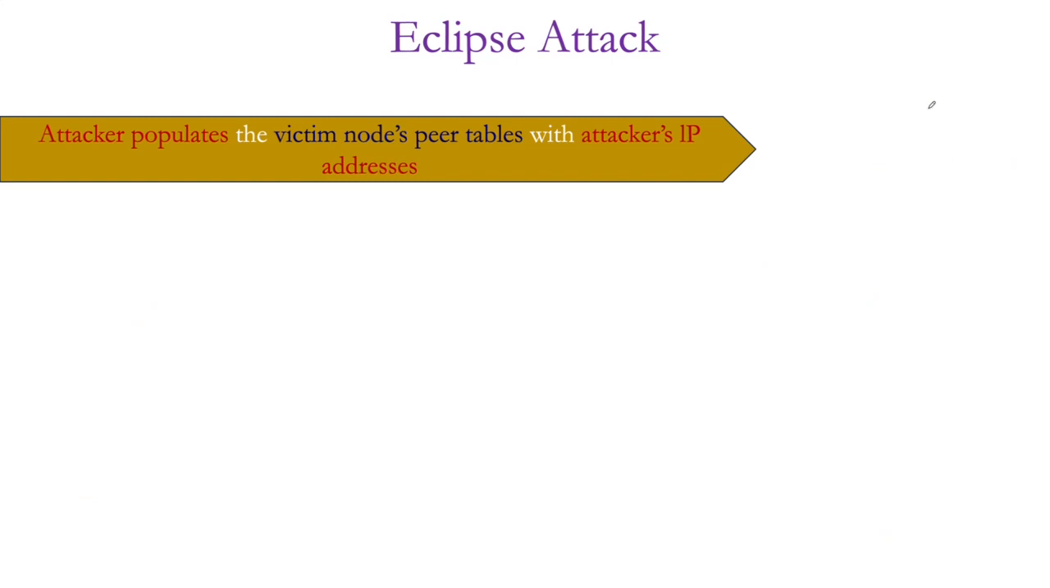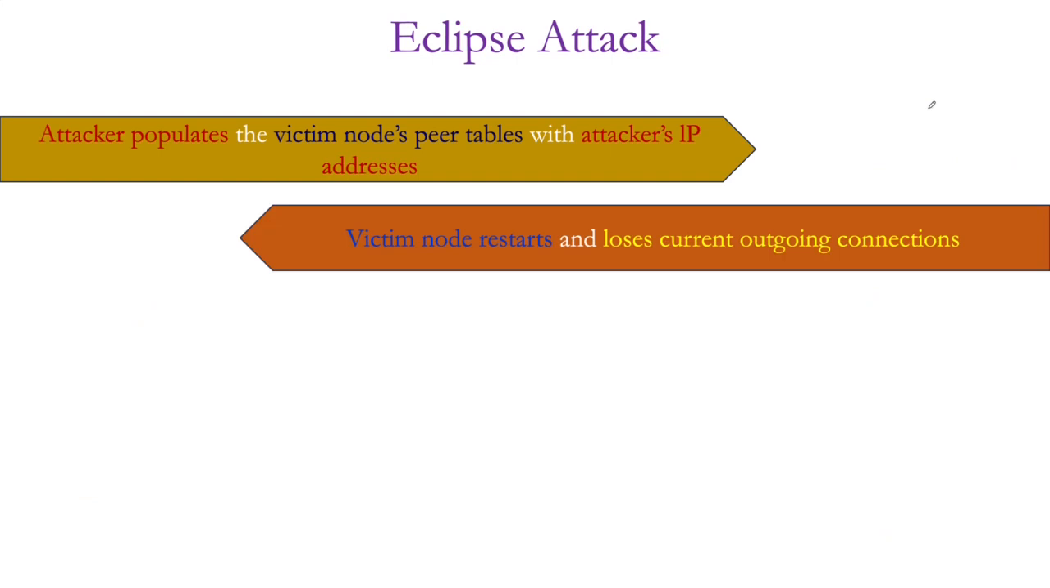In this kind of attack, the attacker populates the victim node's peer table with the attacker's IP addresses, because nodes build an IP address table to identify the other nodes in the network. We also call this IP spoofing. So the victim node restarts and loses its current outgoing connections from the network.